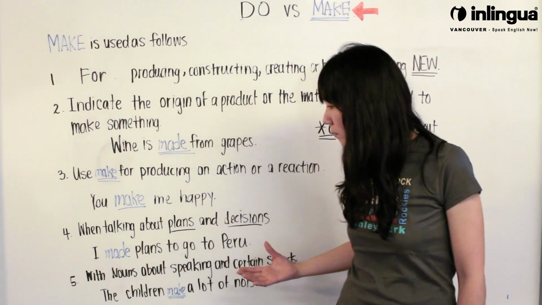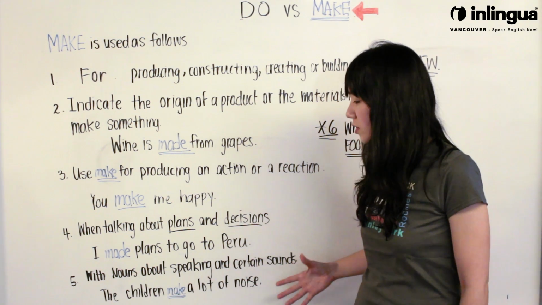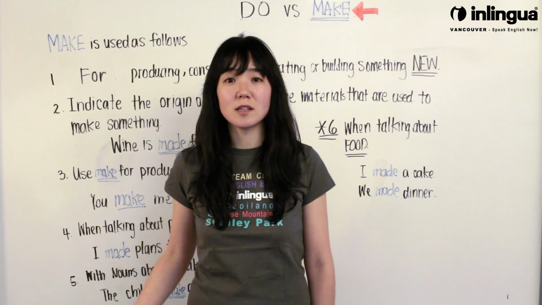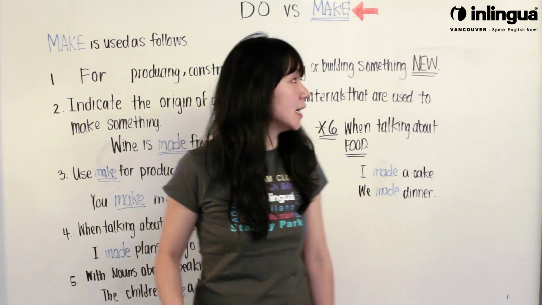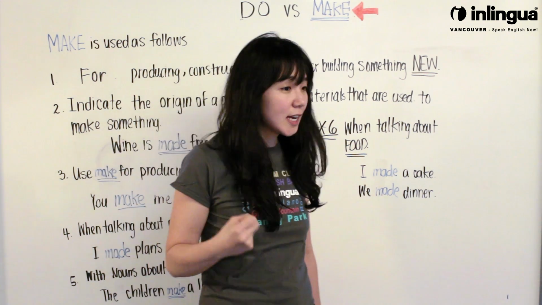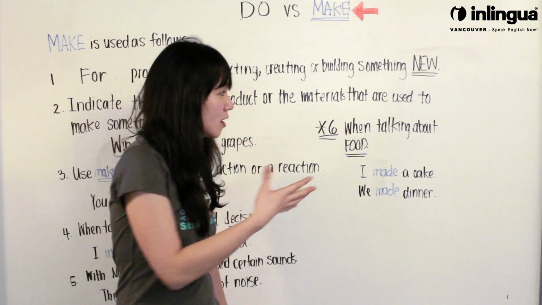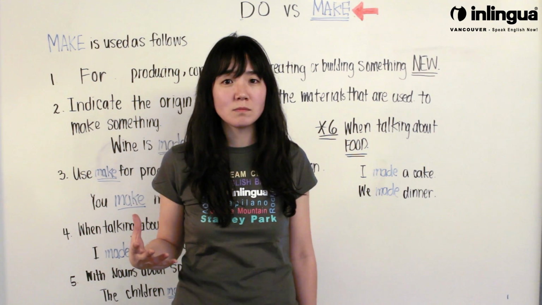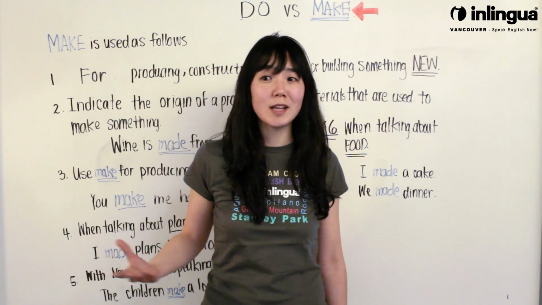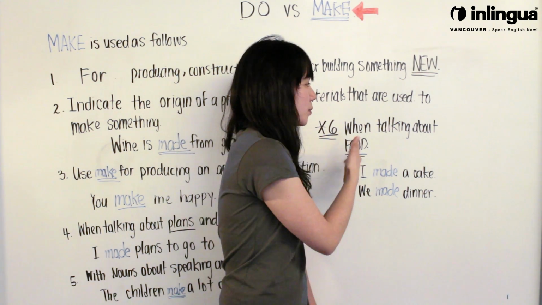Then number 5, with nouns when you're talking about speaking and certain sounds. So the children make a lot of noise. My class makes a lot of noise as well. Then the last one is over here, very important, when talking about food. I made a cake. Or we made dinner. I made sushi last night. So you're producing something new, and for food you're always making something, so you use the verb to make.